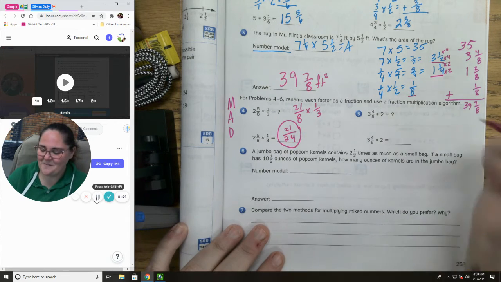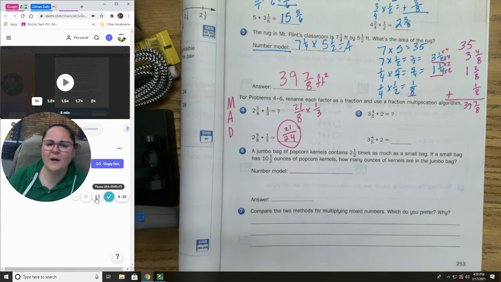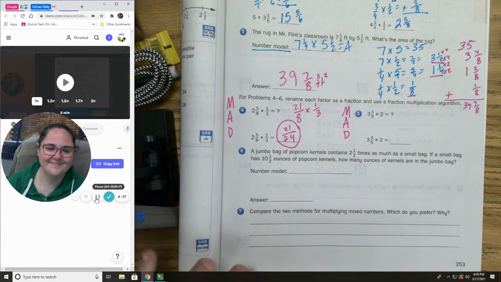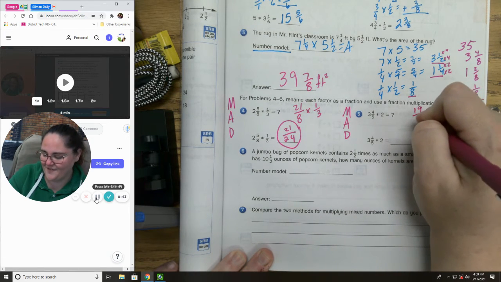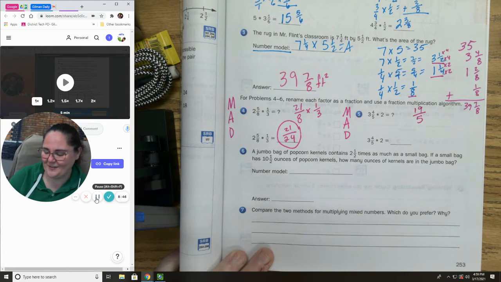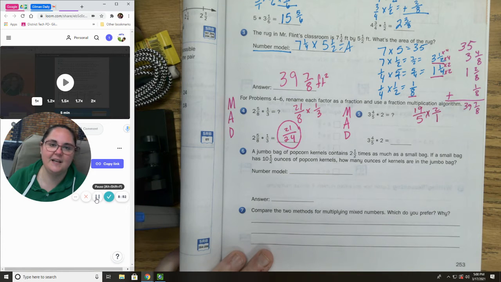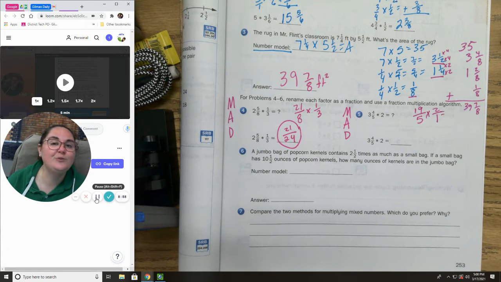Let's do the next one. Here we go. 3 4/5. Rename that as an improper fraction. What is 3 4/5 as an improper fraction? Five times 3 is 15, plus 4 is 19 over 5. If you had 19 over 5, awesome for you. 2 over 1. That is how I make that into a fraction. All right, multiply straight across. Find your answer. This time you do need to change it to a mixed number. What's my final answer?